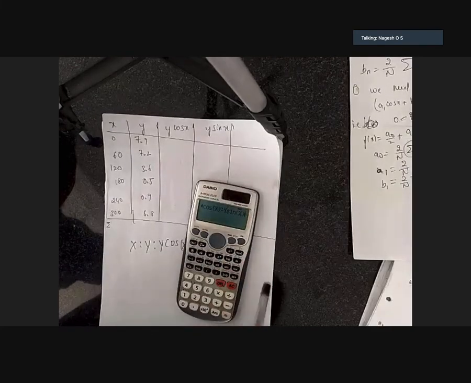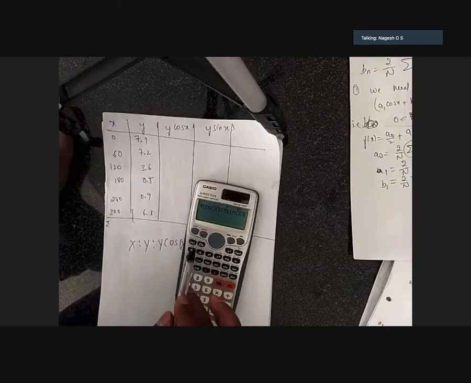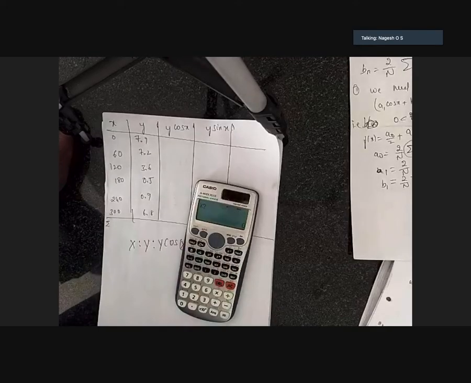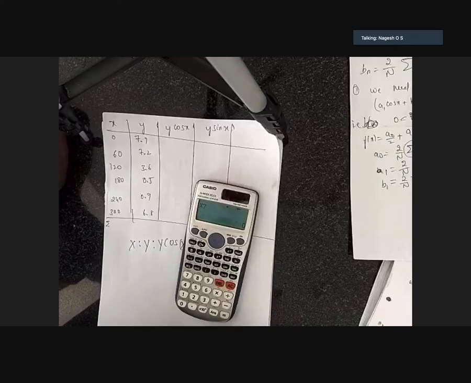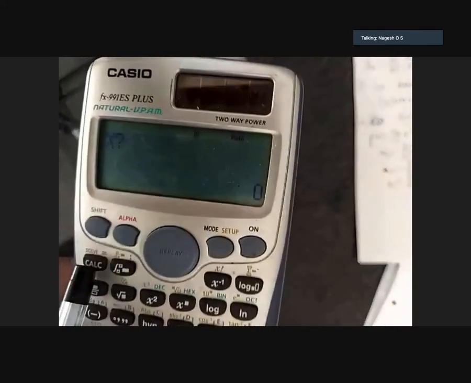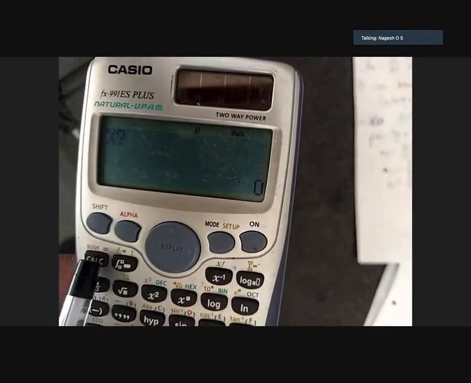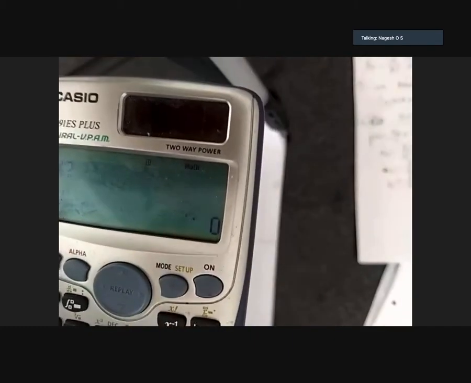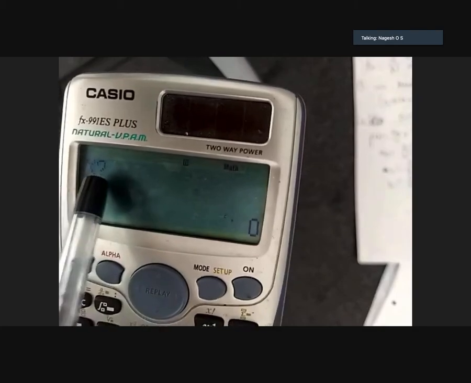X colon y cos x colon y sin x. After this, below the shift button, the CALC button is there. Press that. It will ask X question mark. You can see here.